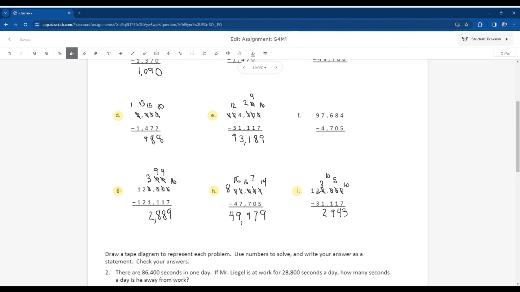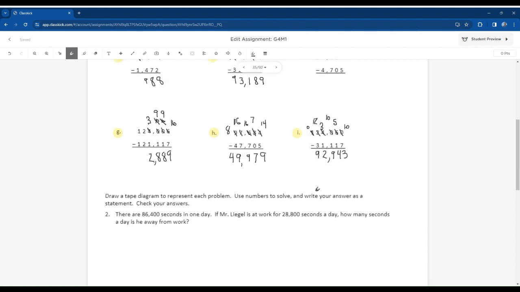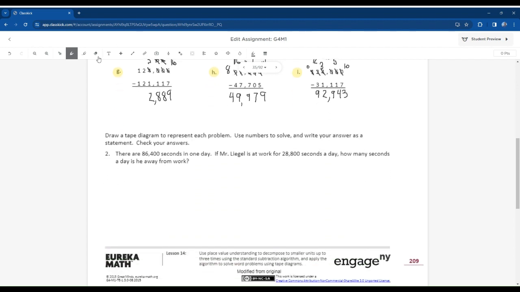Can't do 2 minus 3, so I'll have to regroup. So I have no 10,000s, but now I have 12. I'm sorry, I have no 100,000s, but I do now have 12 10,000s and 12 minus 3 is 9, for a difference of 92,943.